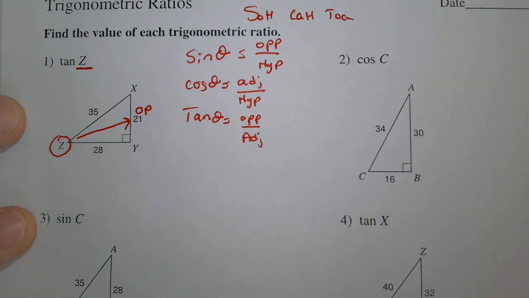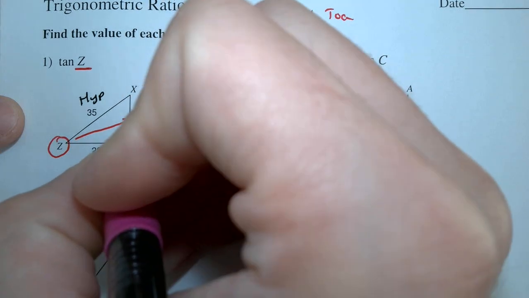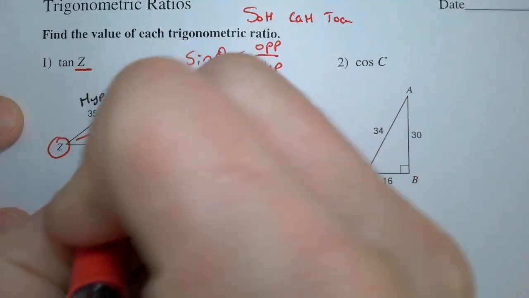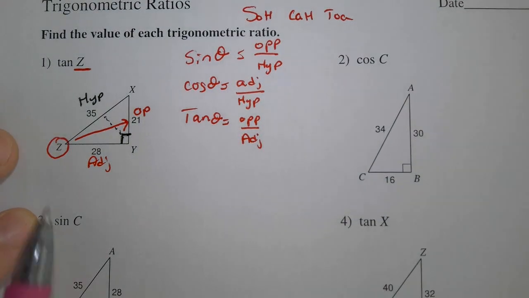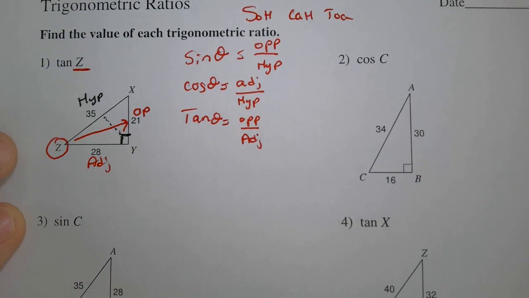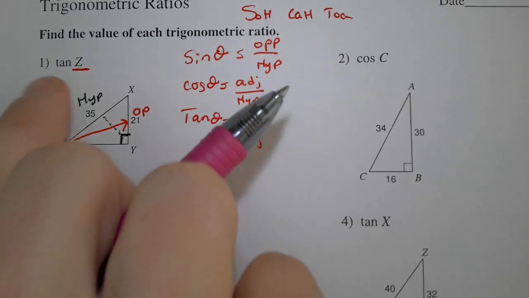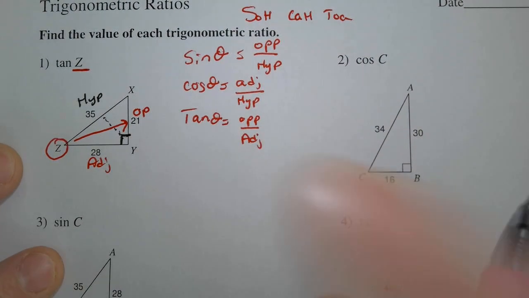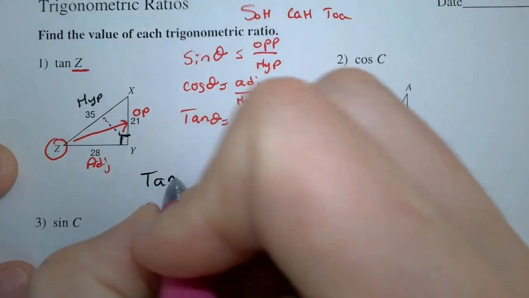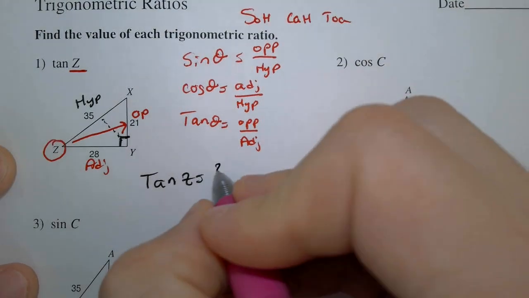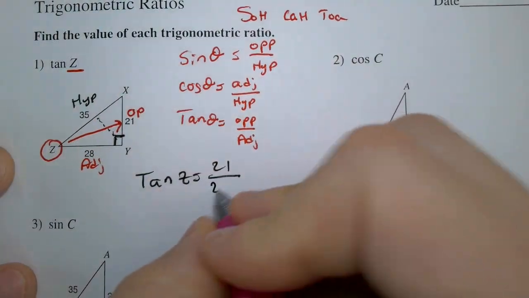And then across from the 90-degree angle is always the hypotenuse. That goes across from the 90. And then I always label my adjacent last, which is whatever is left over, which happens to be next to, which is the meaning of adjacent, the Z. And because we are looking for tan, now we are concerned with opposite over adjacent. So tan of Z is just the opposite side, which is 21, over the adjacent side, which is 28.